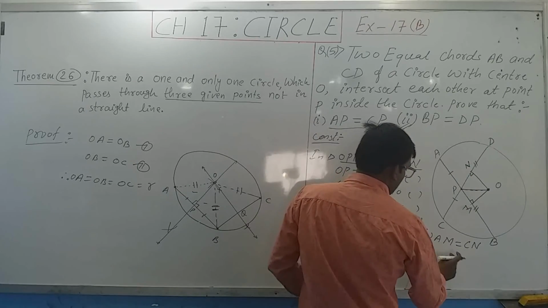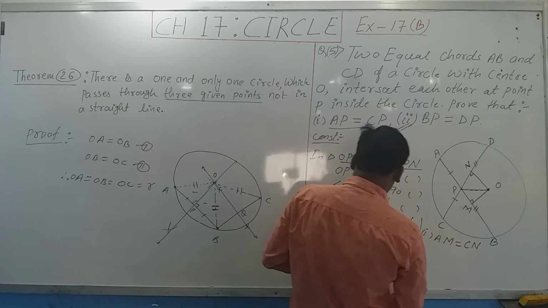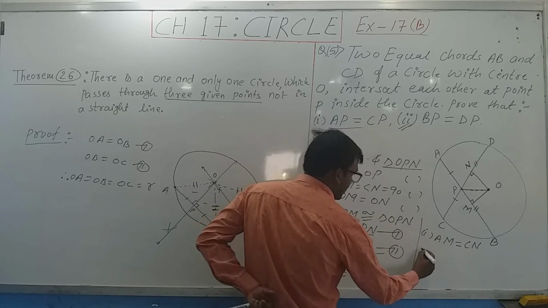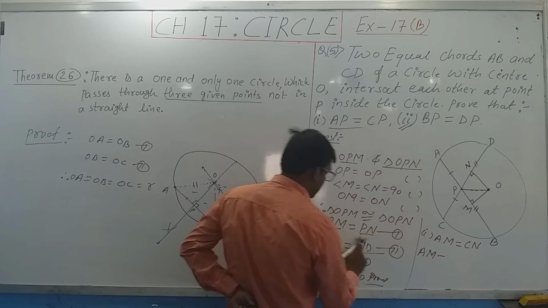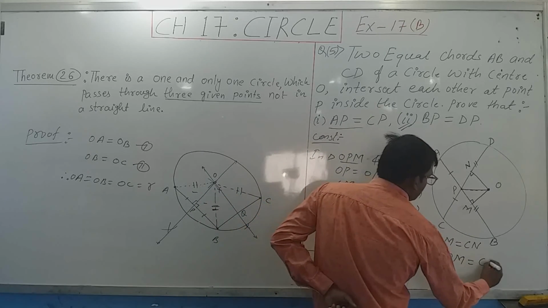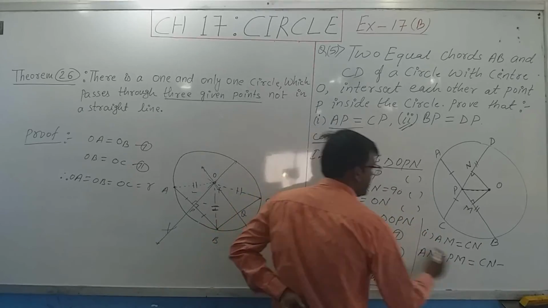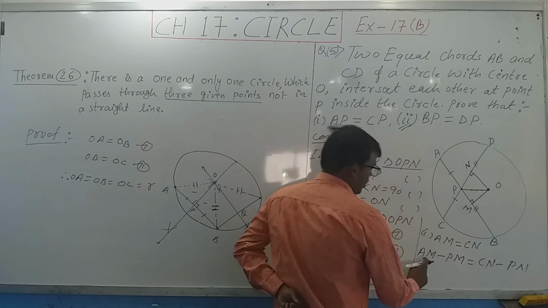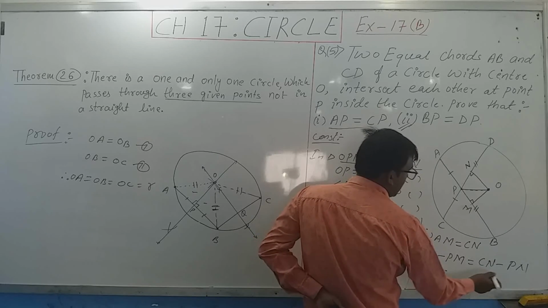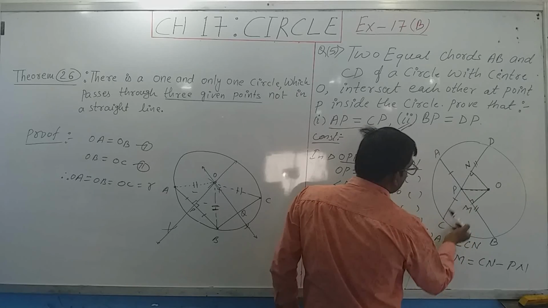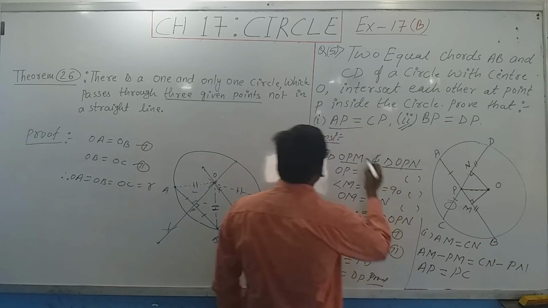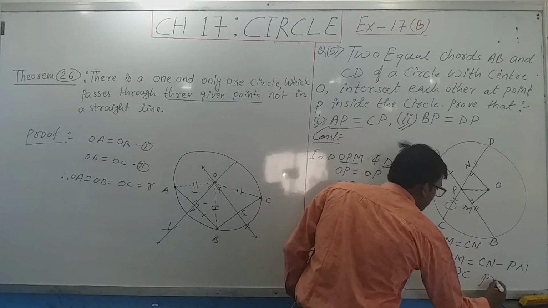And even you can subtract PM and PN from the LHS and RHS. That means you can write AM minus PM is equal to CN minus PN. So AM minus PM is equal to AP, and CN minus PN is equal to PC. So this is the first proof. So both are proved.